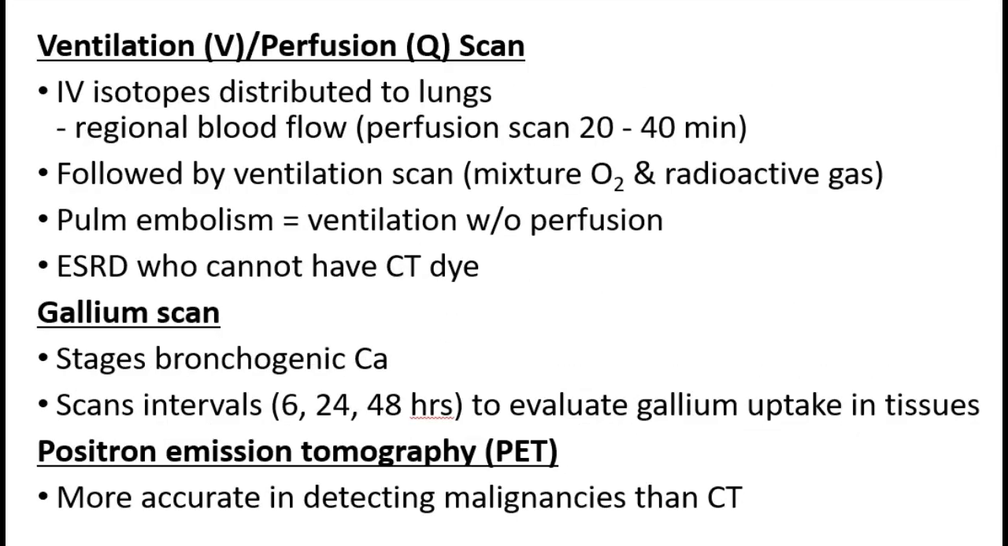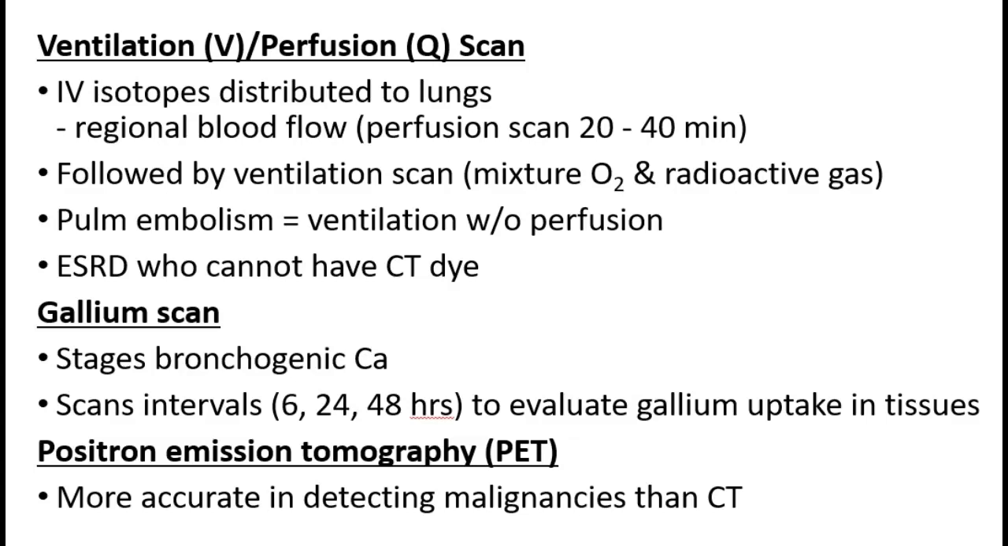So the VQ scan is a pretty important scan for us as far as looking for pulmonary embolism. So basically, it's a two-step process, one in which they inject an isotope to see the vasculature, and then they also breathe it in. So basically they have oxygen and that radioactive gas, and they breathe it in, and then they're able to see where the circulation is and then where the ventilation is.